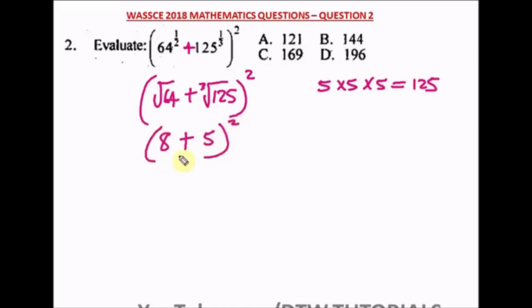All in brackets, then square. Okay, and what is 8 plus 5? 8 plus 5 is 13. And what is the square of 13? The square of 13 is 169. And our answer is option C.